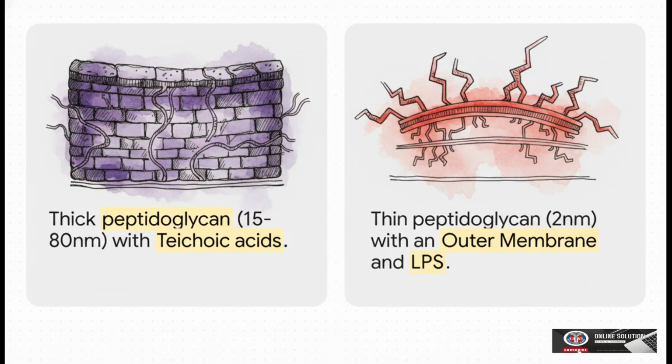And this perfectly explains the gram stain we literally just talked about. Look at the gram-positive wall on the left. It's got this massively thick peptidoglycan layer, heavily reinforced with teichoic acids.